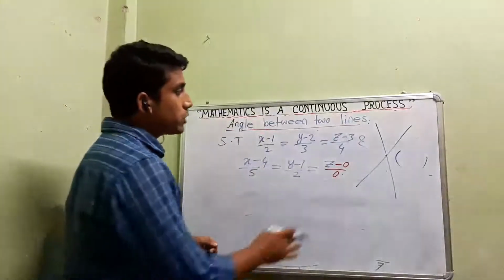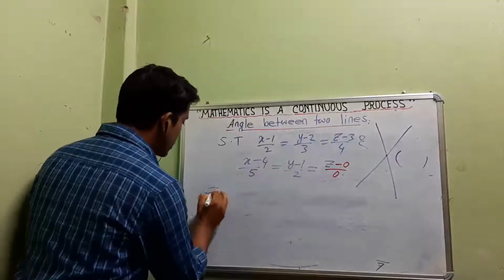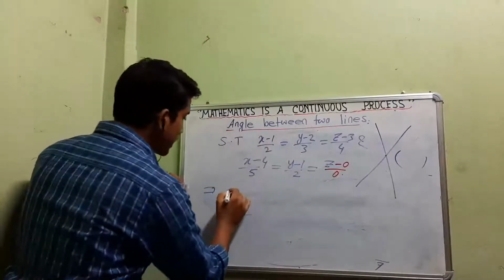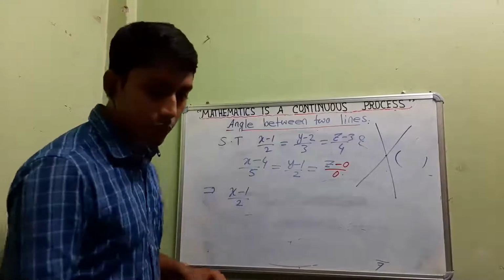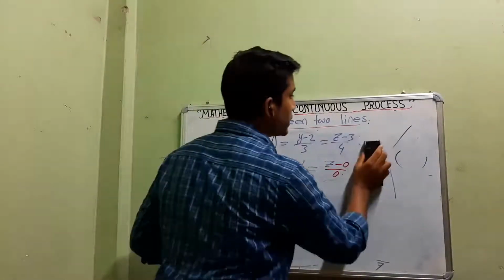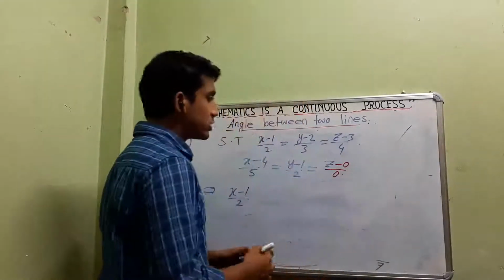We need to start the solving process in this way. For the first straight line, (x minus 1) by 2, you take it equal to some constant lambda.